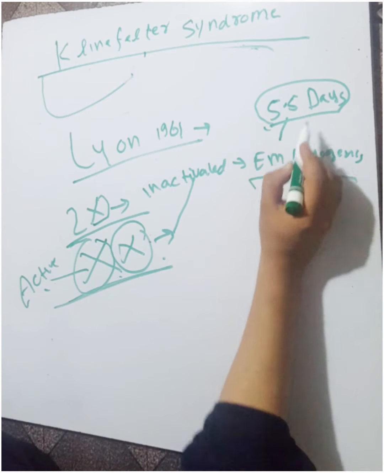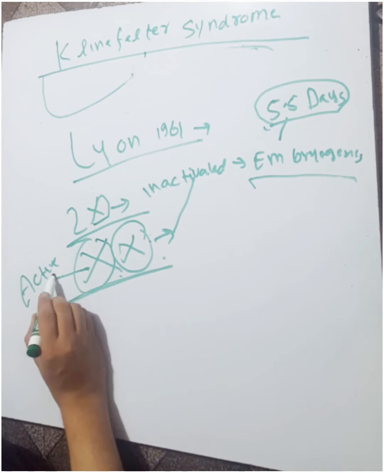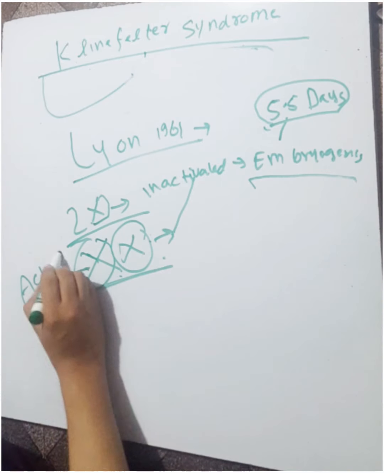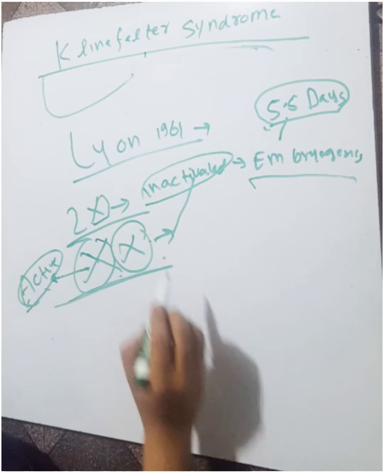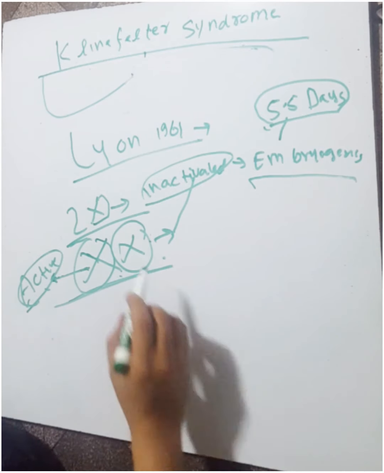After 5.5 days, if there are two X chromosomes, one becomes active and one randomly inactivated. This is called the Lyon theory or Lyon hypothesis. It states that either paternal or maternal chromosome inactivation occurs, and the inactivation of the same X chromosome persists in all the cells derived from each precursor cell.